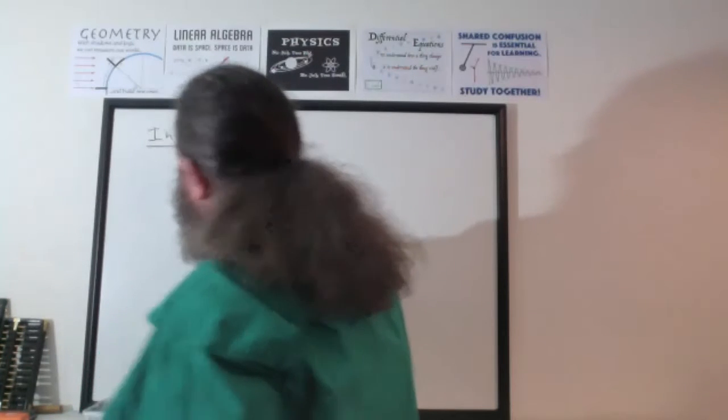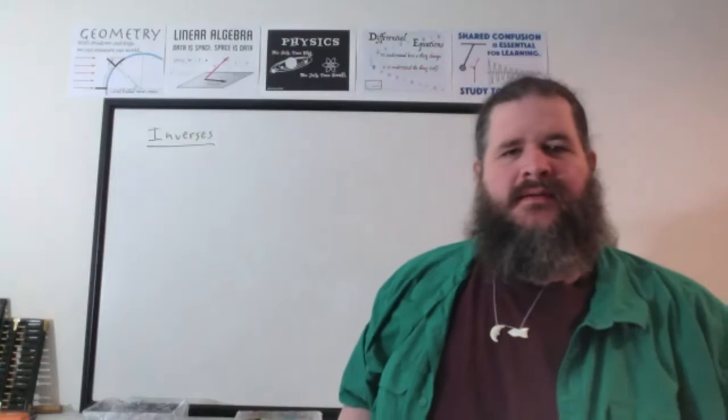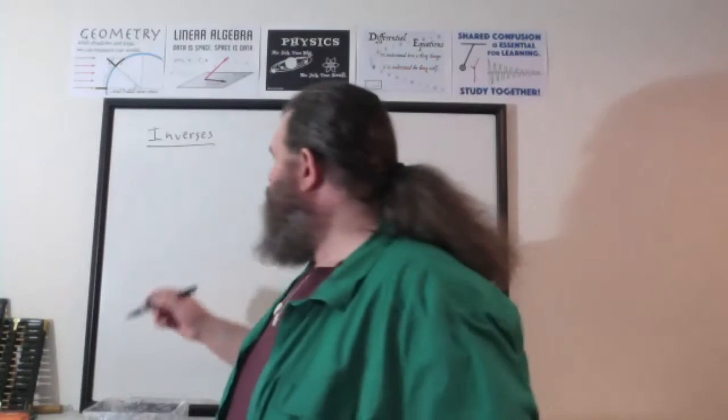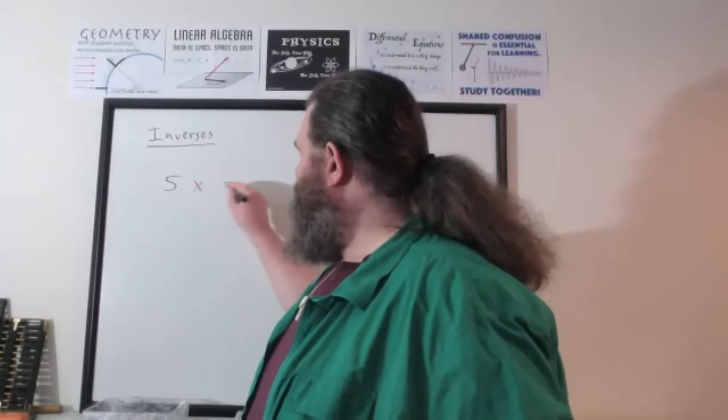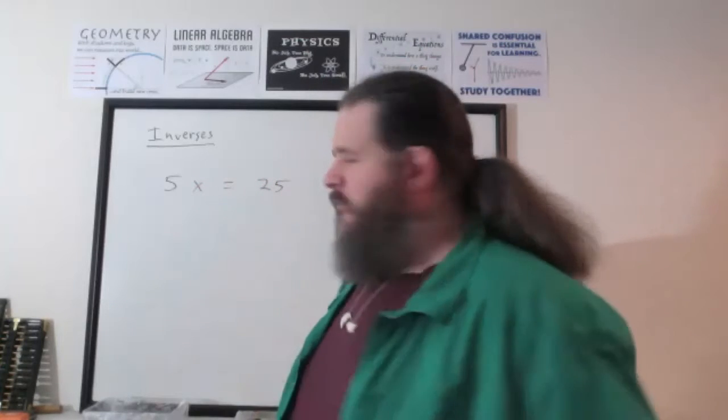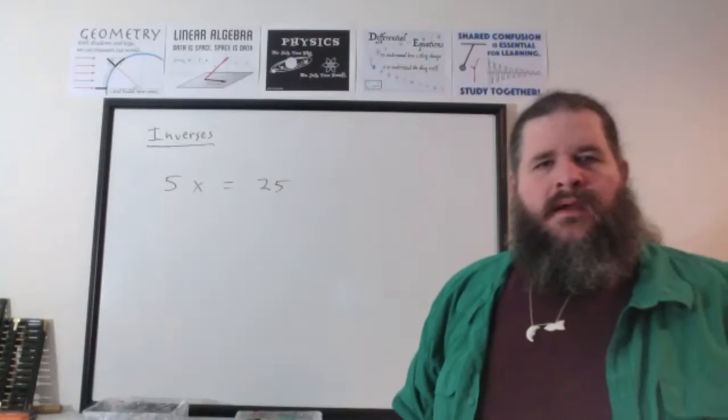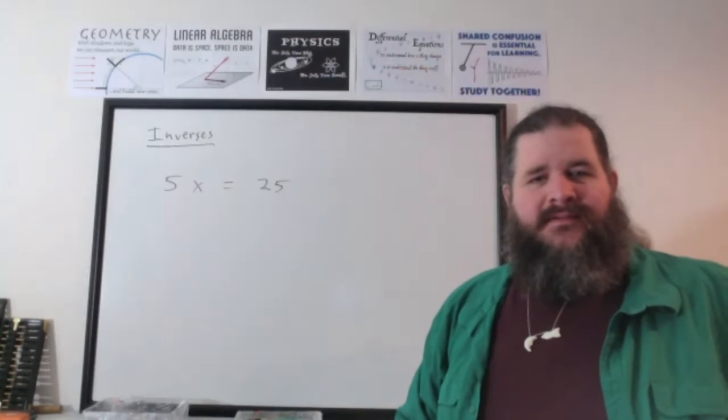Investigating the idea of inverses. If we have just a number, like let's say 5x equals 25, just with numbers. Typically, how would we solve this for x?